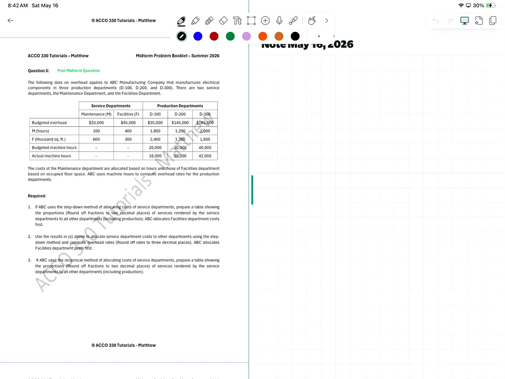The following data on overhead applies to ABC Manufacturing Company that manufactures electrical components in 3 production departments and 2 service departments. Okay, so guys, always we have to point out how many production departments we have, right? Production or operating departments, and how many service departments. Okay, so we have 2 service, which is facilities and maintenance here. And then guys, we have 3 operating, D100, D200, and D300.